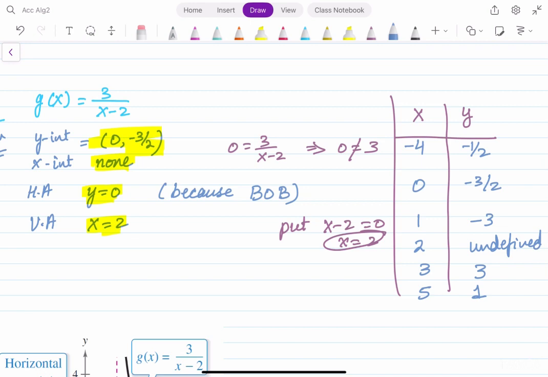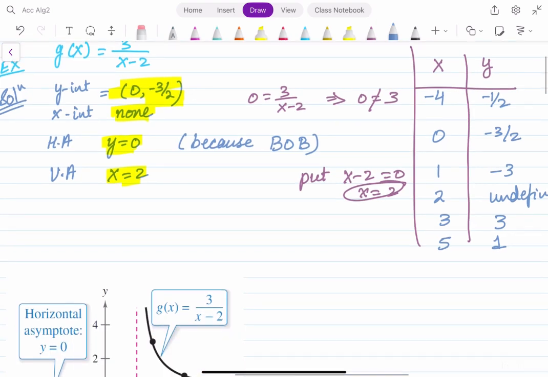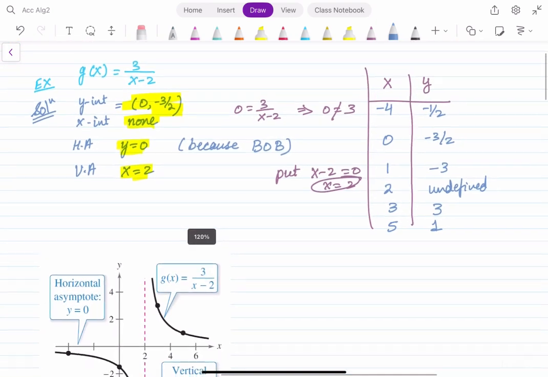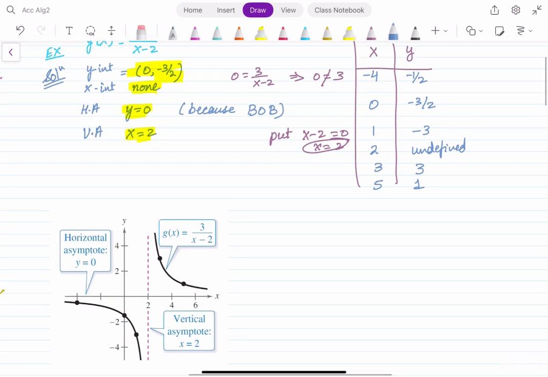I have these points, and I have an understanding of the basics of how the parent function of a rational function looks. So based on that, if you graph it, your function will be something like this. And as you can see from the graph, we have a vertical asymptote at x is equal to 2. That is a vertical dotted line. Then we have a horizontal asymptote at y is equal to 0.